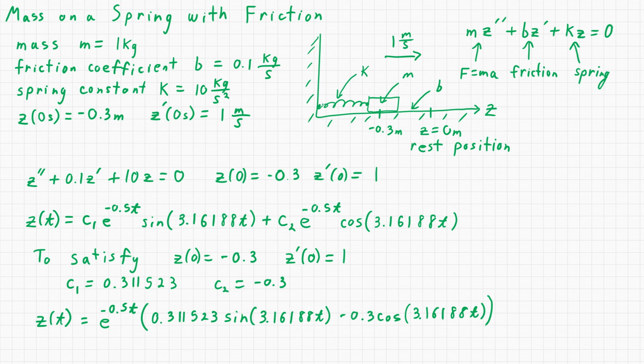I've got a spring that's attached to the wall. It has a spring constant K. And then there's also friction when it's just sliding over this horizontal surface, and there's a friction constant B. And we also have its initial condition.